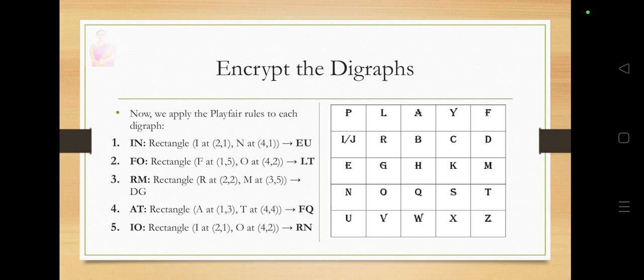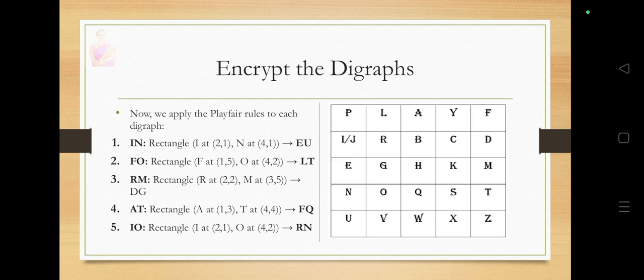Next one is RM. It belongs to different row and different column like the previous one. So what do you have to do? Draw one box and then take the intersecting letter. So R gives you D, and where M is located, what is the intersecting letter? M is G. Is it clear?